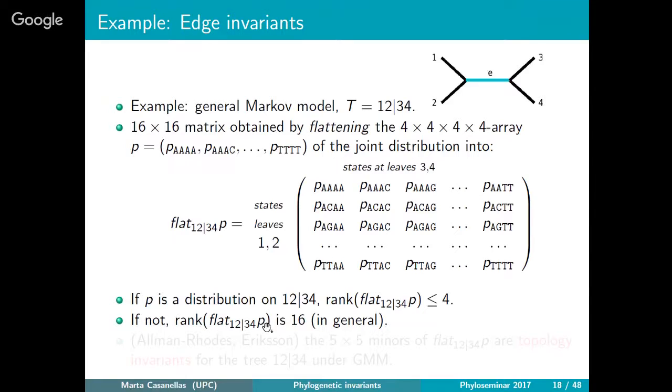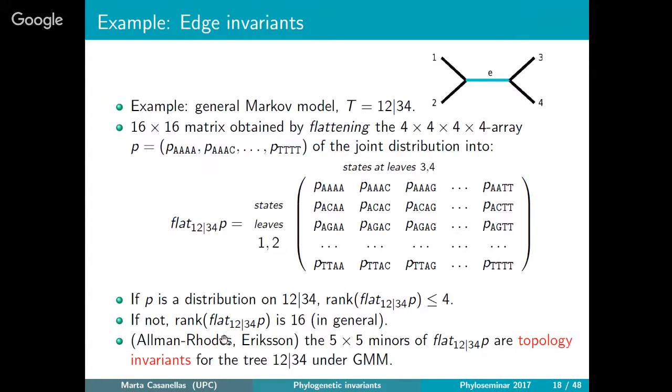And if not, if this distribution doesn't come from this tree topology, it comes from another topology, another quartet tree, or from wherever, then this matrix would have rank 16. So this result, as was independently discovered by Allman and Rhodes and Eriksson, says that there are some polynomials, which are actually the 5 by 5 minors of this matrix, that are topology invariants for this tree, and similarly we can get topology invariants for the other quartet trees under the most general model, the general Markov model.